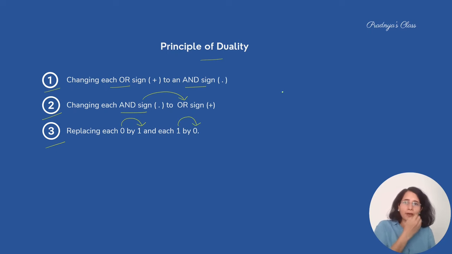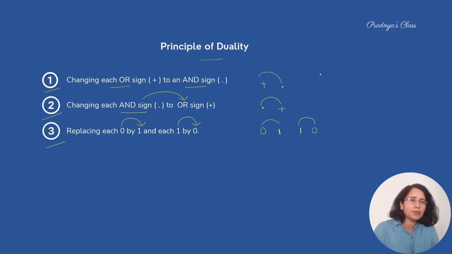So if you have any OR operation, it should be replaced with AND. If you have any AND operation, it should get replaced with OR. If you have 0, it should get replaced by 1. And if you have 1 in the expression, it should get replaced with 0.